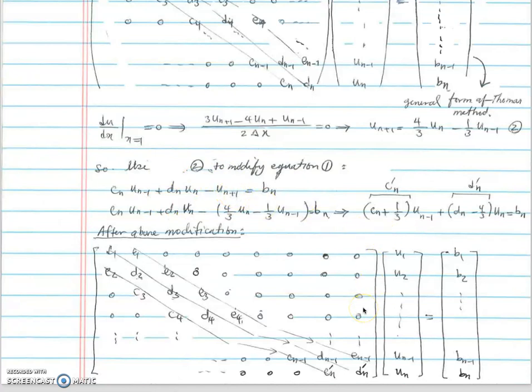Okay? So all you need to do now, you go to Thomas method and change the coefficient Cn and Dn to whatever Cn was plus 1/3 and Dn minus 4/3. So in the next video, I'm going to show you how you can modify the script to implement this change.